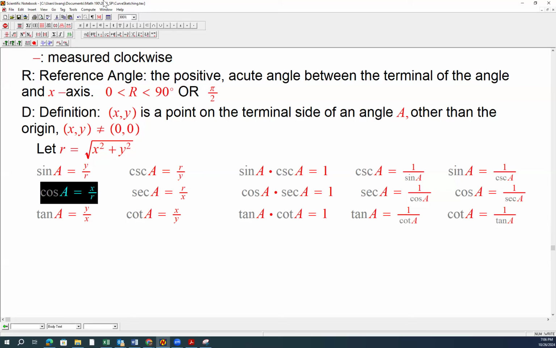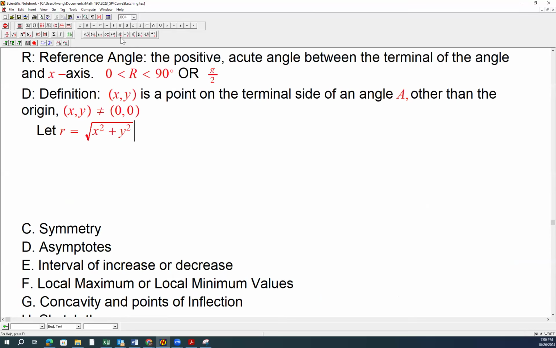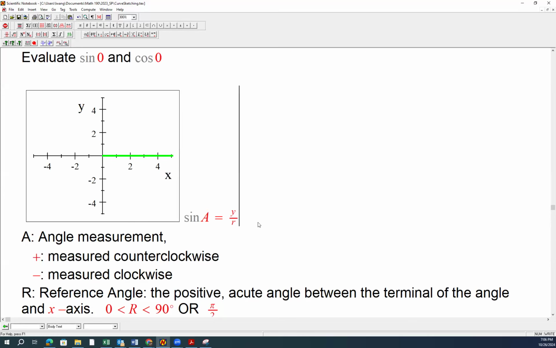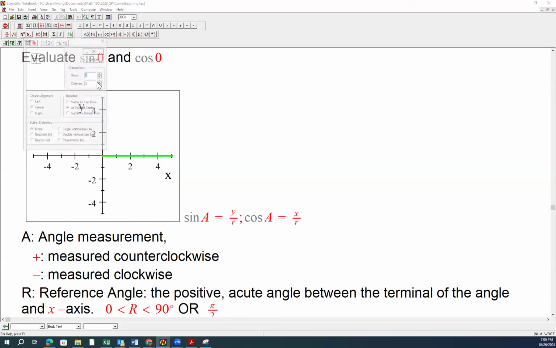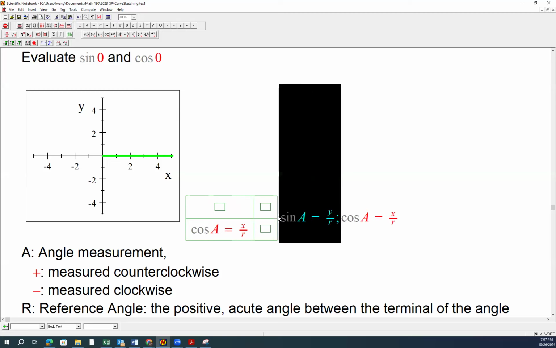Cosine. Okay, because that's what we need. Sine, cosine. Right here. Okay. Sine, cosine, separated by a semicolon. You know what? Let me introduce a little table, so this will make it better organized. Okay, so cosine, sine.